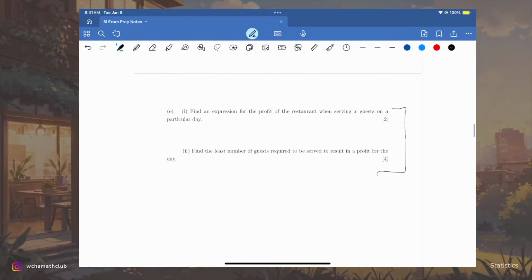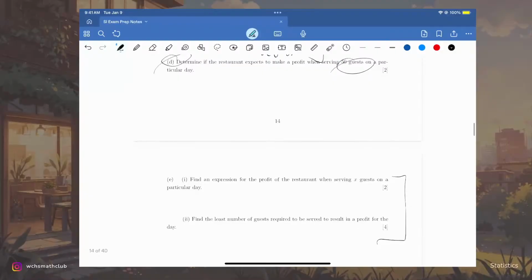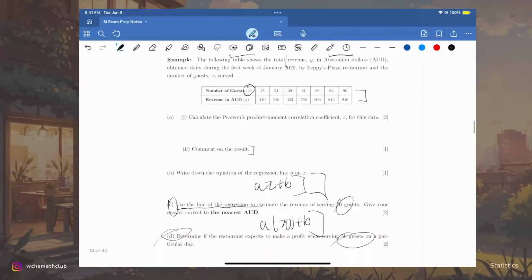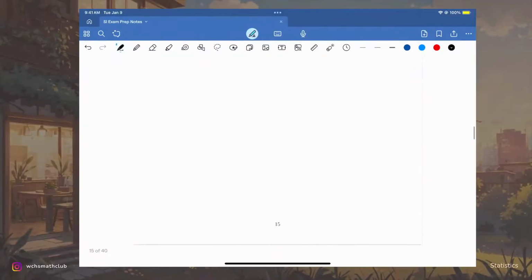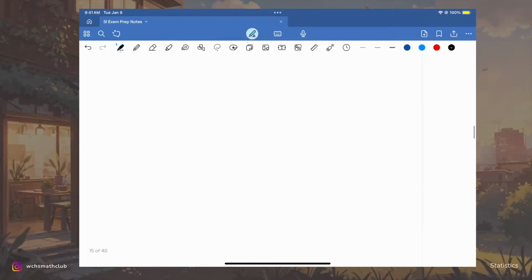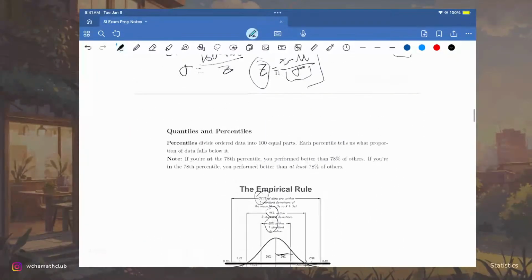Then these two parts, I think we don't have the full question here because we don't have how much money that they are spending. Oh, that's okay. Okay. So that's probably all there is for stats.